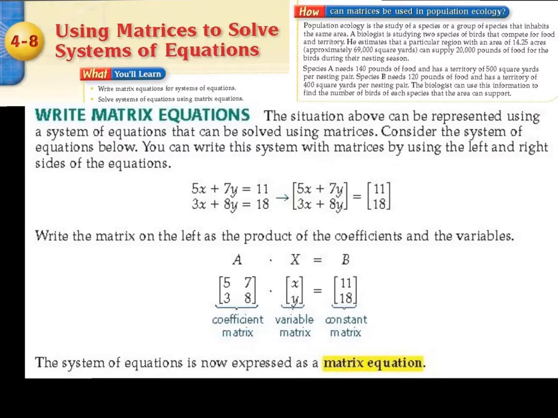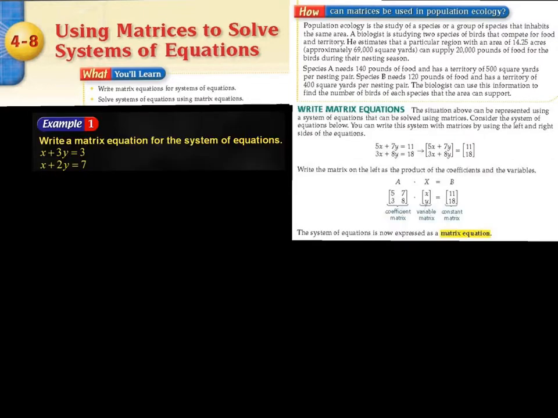Consider the system of equations below. You can write this system with matrices by using the left and right sides of the equation. So what was 5x plus 7y equals 11? When they put that into a matrix, they have a coefficient matrix. So here are the coefficients. A variable matrix, there's x and y, and a constant matrix. The system of equations is now expressed as a matrix equation. So we're starting off just by writing a matrix equation.